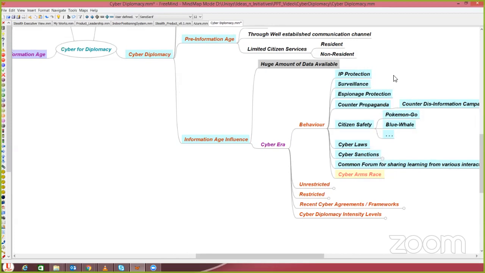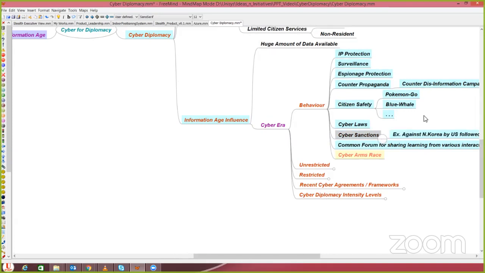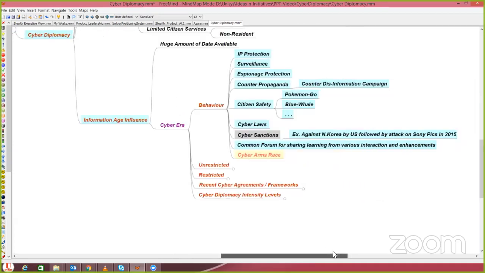So in cyberspace, there is also scope for sanctions, but we have got only one single instance where a cyber sanction was used against a nation, that is North Korea, by the US in 2015. That's the only official instance of sanction, but I'm sure there are many more, and people in this particular forum might be more aware than me about what is happening around in terms of diplomacy with cyberspace. I'm sure there is more to this.